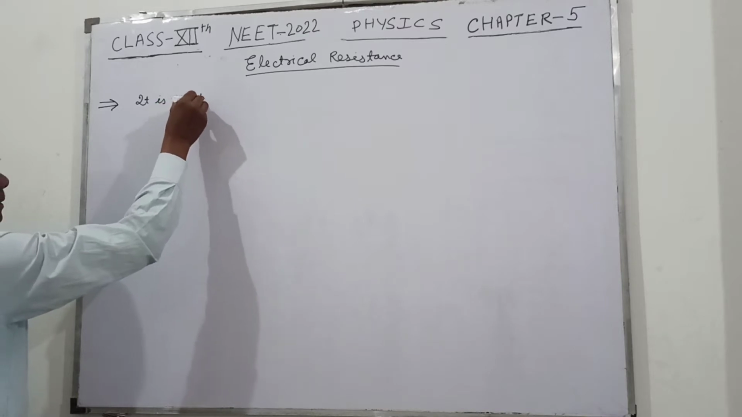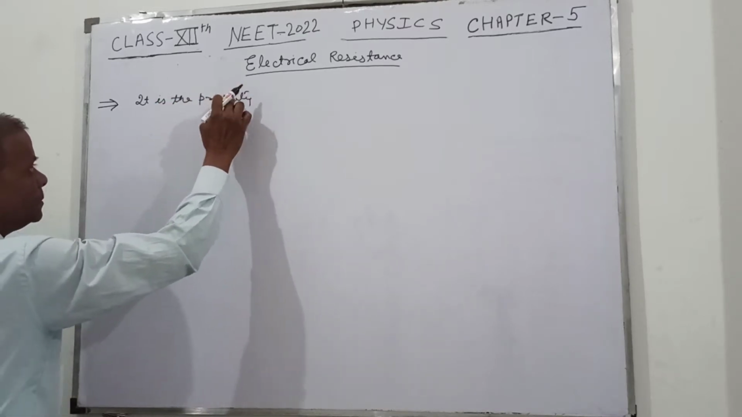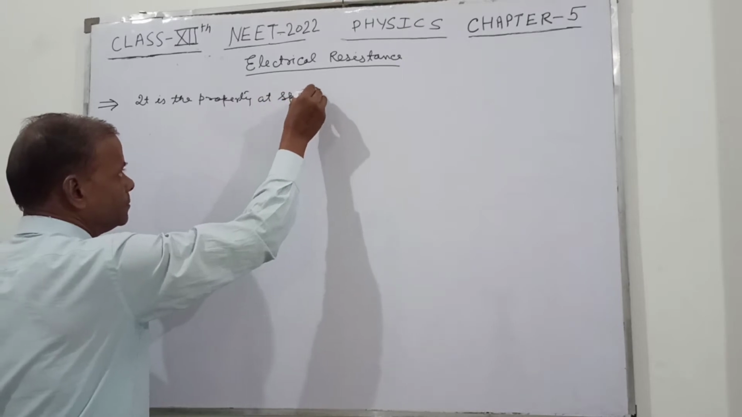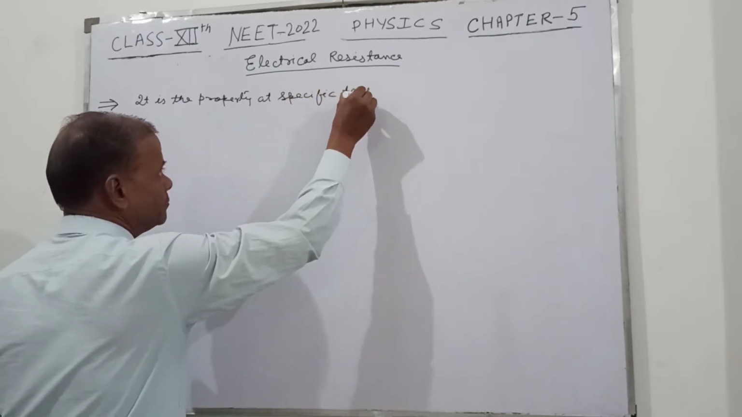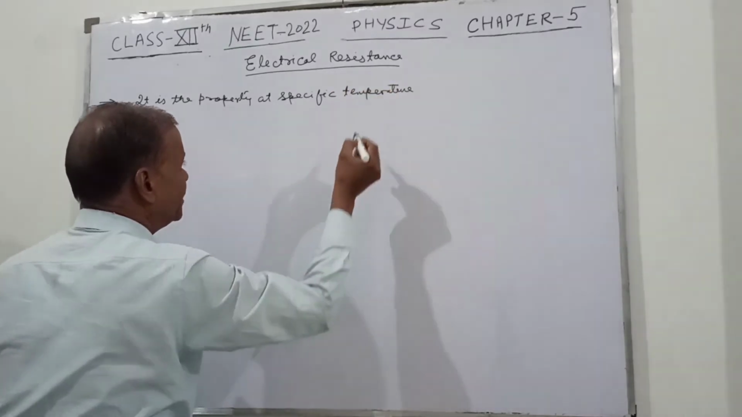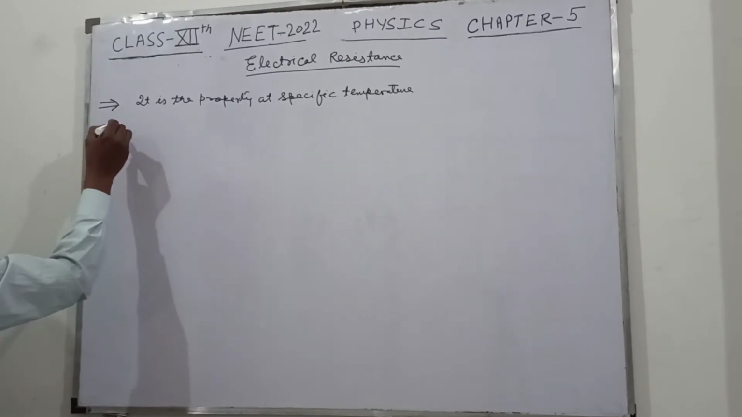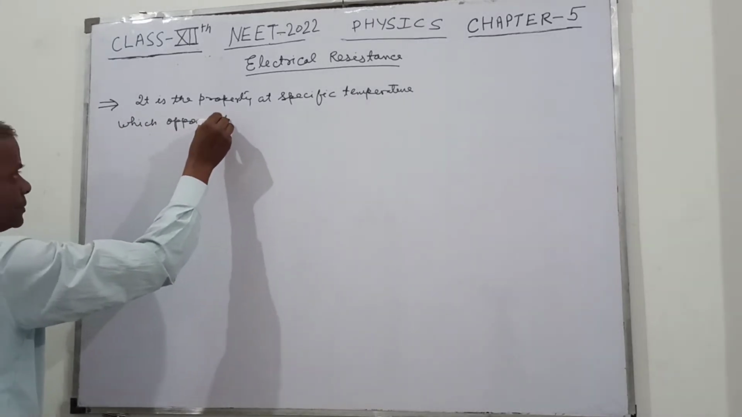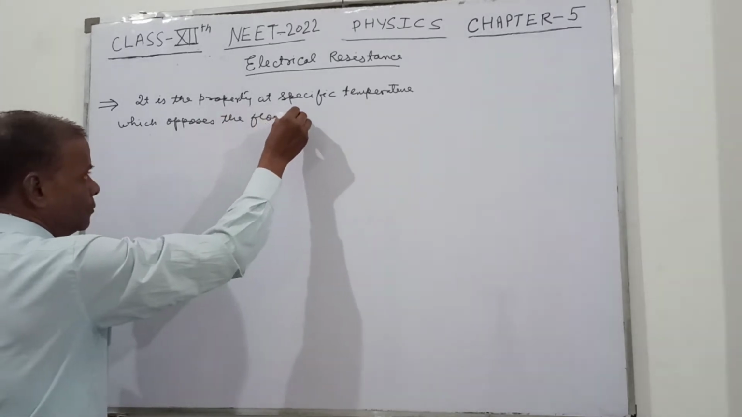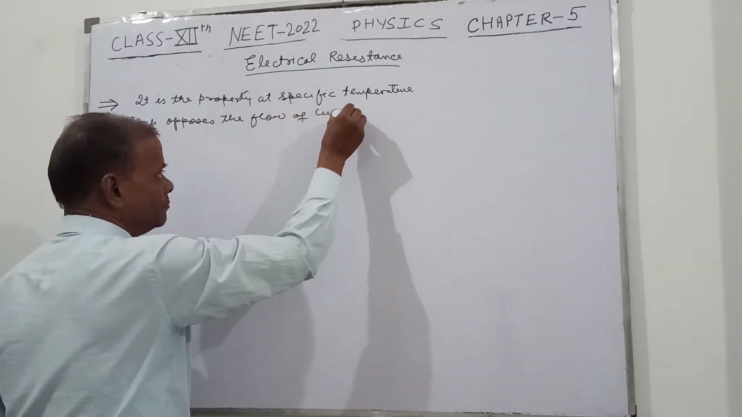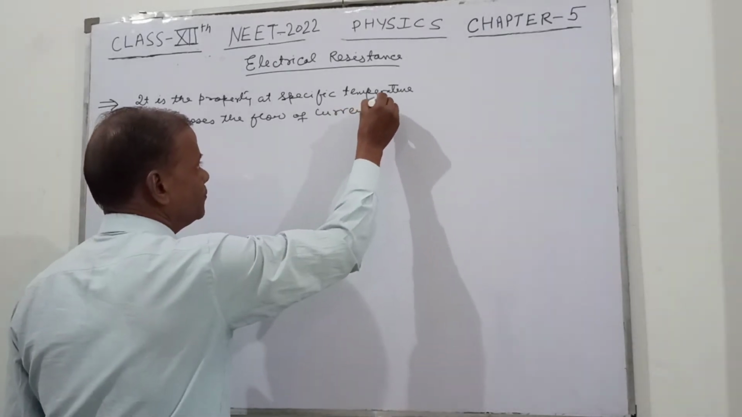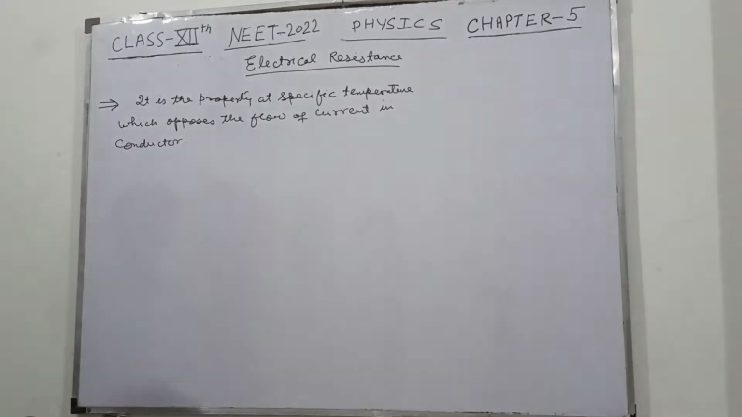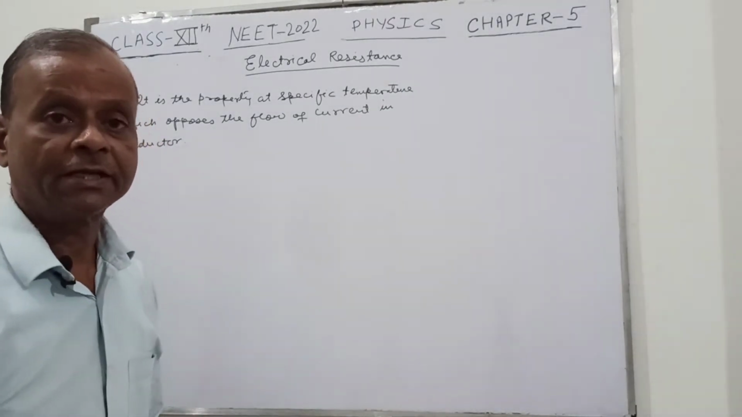It is the property at a specific temperature which opposes the flow of current in a conductor. And this is the inherent property.